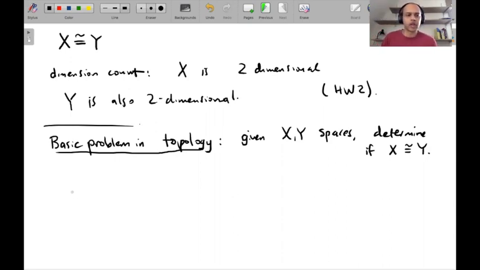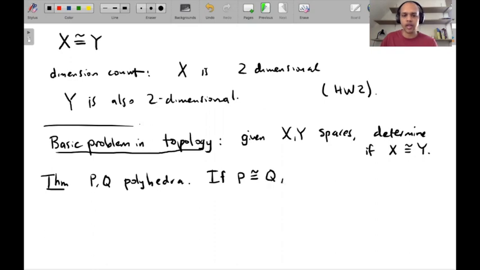Right. So let me tell you about one more example. I'll state it as a theorem. If P and Q are polyhedra, then if P is topologically equivalent to Q, then the Euler number of P is equal to the Euler number of Q. Remember, this is vertices minus edges plus faces.